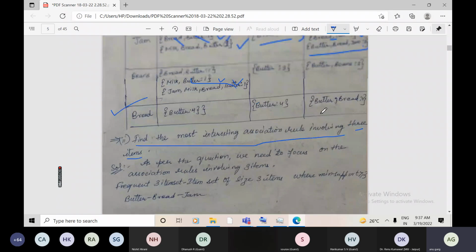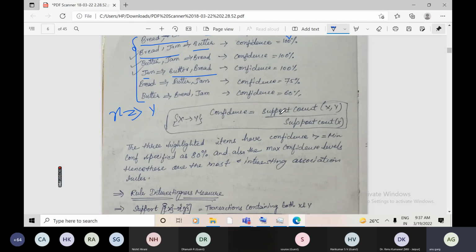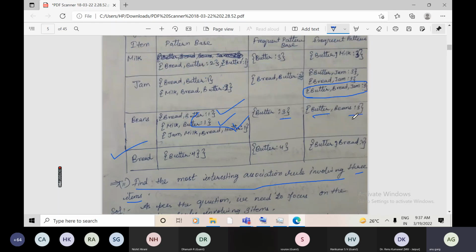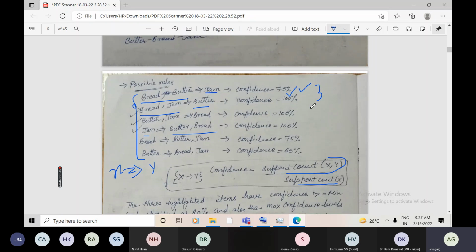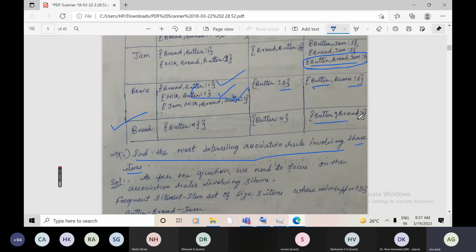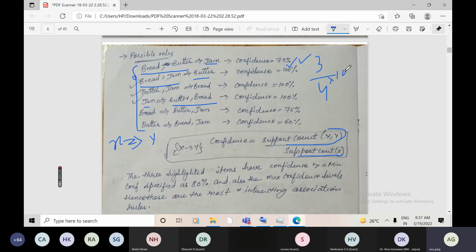How? Let's see, bread, butter, jam. What is the confidence formula? The transactions where both X and Y are present divided by transactions where only X is present. Now in this case our X is bread butter and XY is bread butter jam. So what is the support count of the transactions where you have all the 3? Support count is 3. So 3 divided by, now what is the support count where you have only bread butter? Here the support count is 4. So 3 divided by 4, you will get 75%.